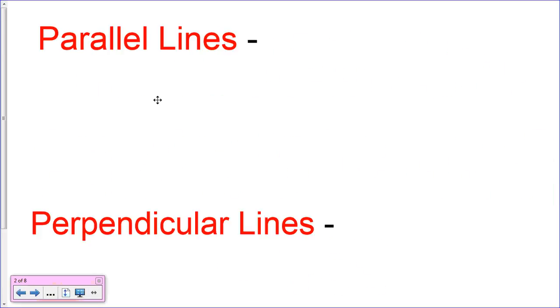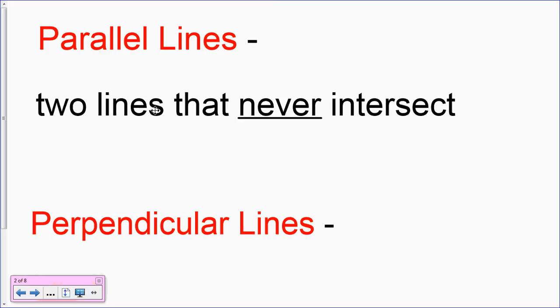So parallel lines, first thing you need to know is what they are. They are two lines that never intersect. So they're two lines that are always next to each other, but not like perfectly next to each other. Okay? So I would draw a little symbol of parallel lines that's just two lines right next to each other. So they'll never intersect though. They're always right there. Okay?